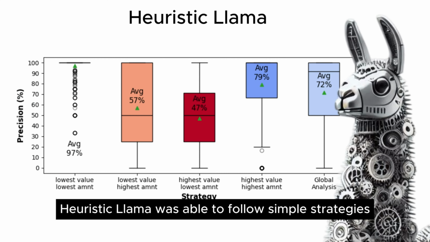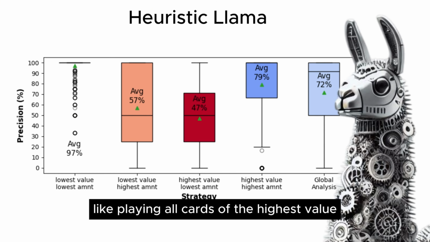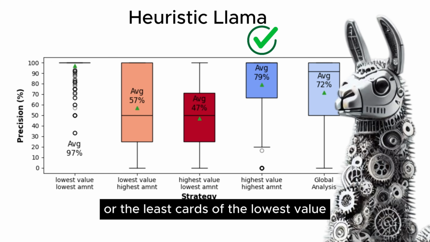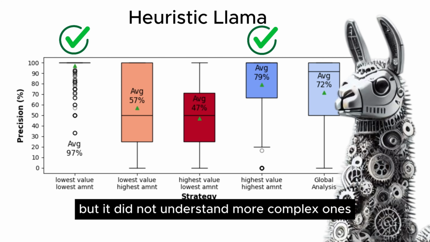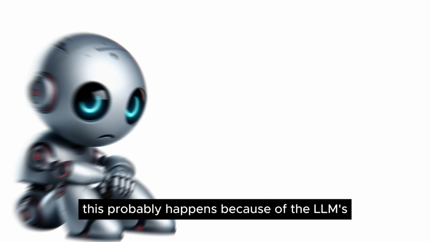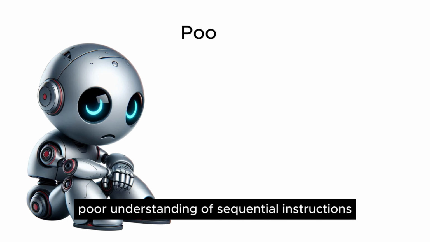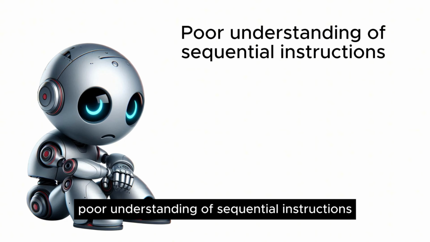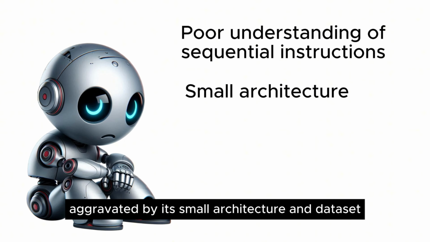Heuristic Llama was able to follow simple strategies like playing all cards of the highest value or the least cards of the lowest value, but it did not understand more complex ones. This probably happens because of the LLM's poor understanding of sequential instructions, aggravated by its small architecture and dataset.